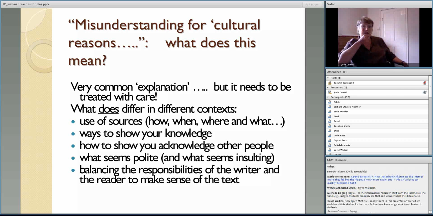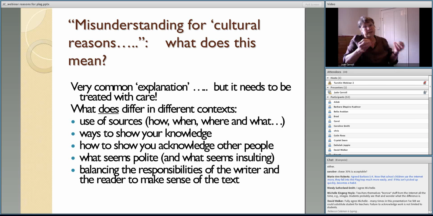And one of the things that people keep telling me in Vietnam is that informal acknowledgement, ways of showing that you've used somebody else's ideas, can be done informally. It can be done by the way that you write. It does not necessarily have to be done by using a Harvard citation, for example. There are differences in what seems polite and what seems insulting. In many places, it's very insulting to tell the reader things that you know the reader already knows. So we'll talk about that in a minute.